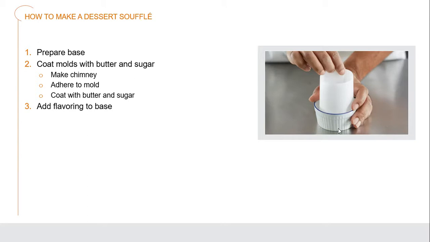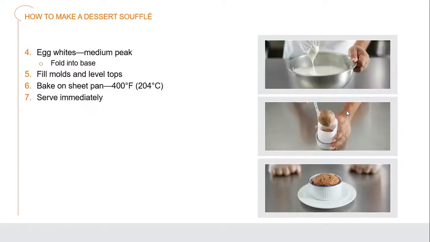I'm always going upwards. I've found that it does help the souffle to rise when you butter the mold going upwards. And what we have here is a little parchment chimney that we've placed in the center. This adheres to the mold right at the bottom. We're going to coat all of that with butter and sugar if it's a sweet one.